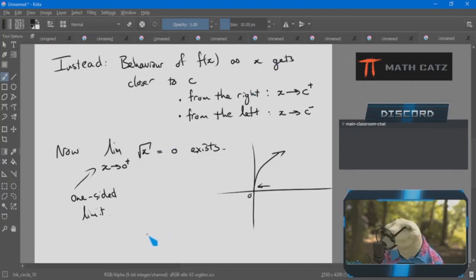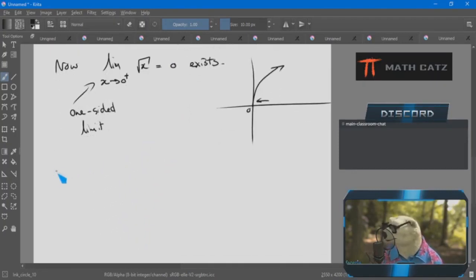Okay, so let me just note something else. I don't have to have a problem on one side. I could still take the limit as x approaches 2 from the left of x squared plus 3x plus 1.